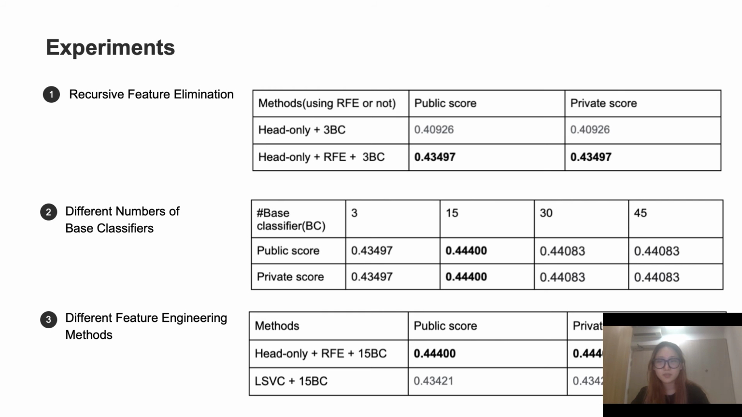And thirdly, we compared 2 different feature engineering methods, head-only and LSVC. For head-only, the RFE was adopted to select the 100 most important features. And for LSVC, the dimension has already been reduced to 37 features after the feature engineering. So there is no need to implement RFE for LSVC. And from the third table, we can see that head-only with RFE works better than LSVC in this situation.